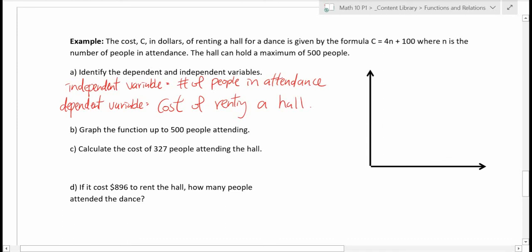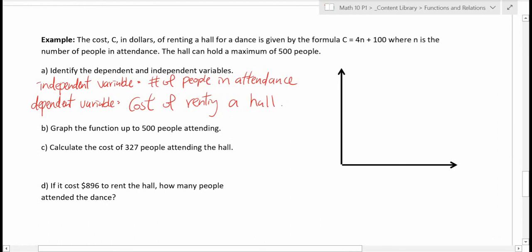Okay, so part B says graph the function up to 500 people attending. The independent variable is always the x value, and the dependent variable is always the y value. So here we have the number of people, n in this case, and we have the cost axis here. I am going to use 100, 200, 300, 400, and 500 as my n values.